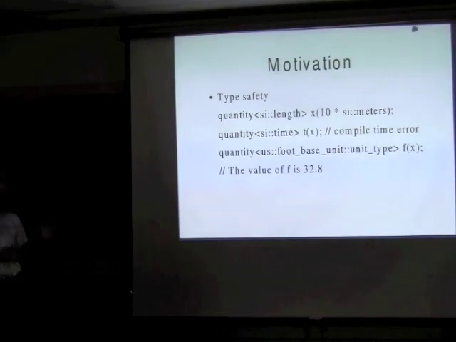In addition, if you're using different units that are compatible, like in this case, feet, if you try to convert x to feet, then the library is smart enough to know that it can do that, and it needs to convert by 3.28. So now f holds 32.8 feet. If we were just using doubles, it would either do the wrong thing and compile, or we'd have to add extra scaffolding to make sure that it works manually.